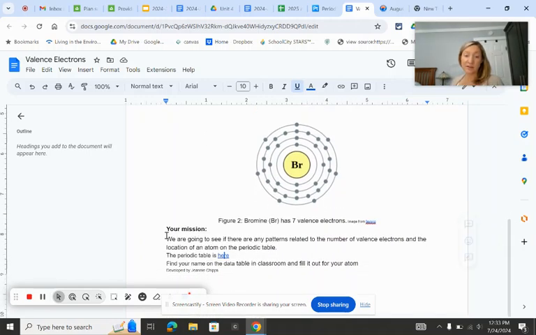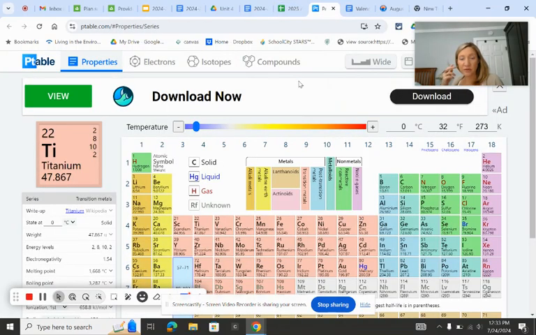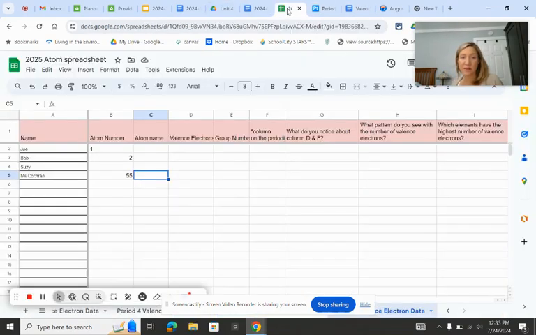And then there's a little link here. That's what it's going to take you to. It's going to take you to this specific periodic table, and you're going to use this to answer the questions. So the other document is going to be this.